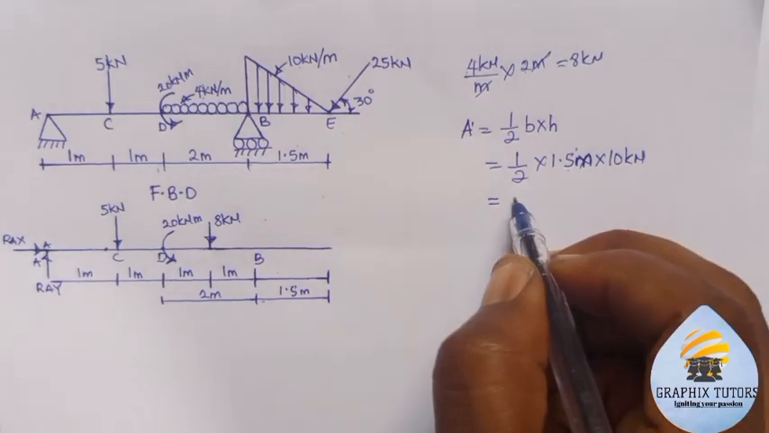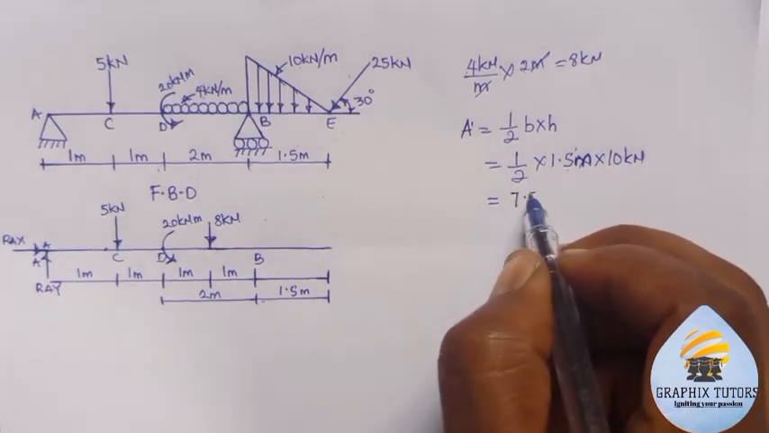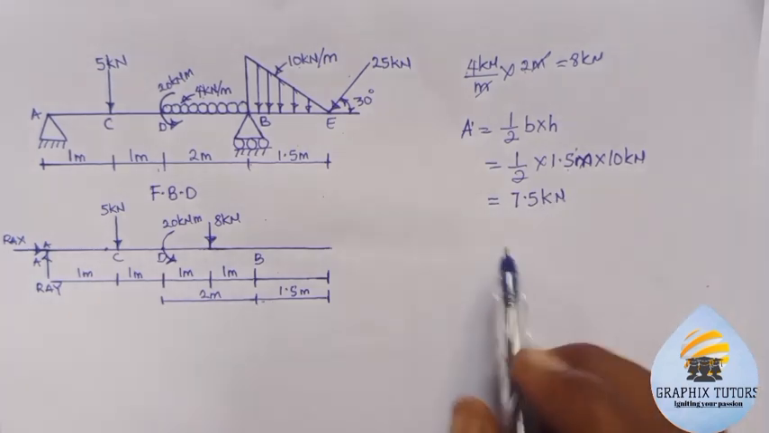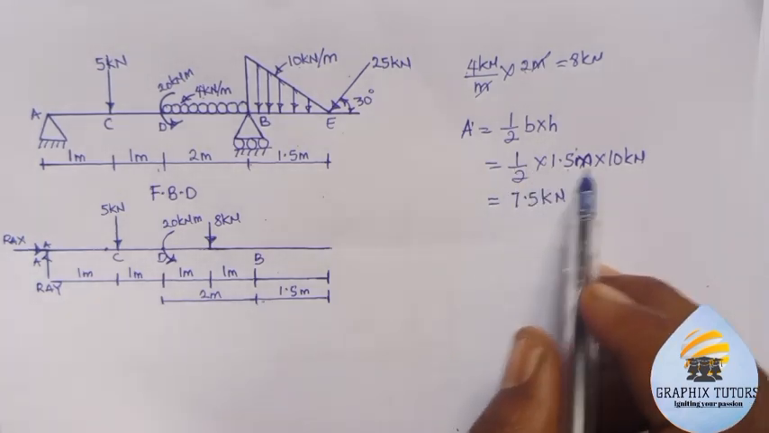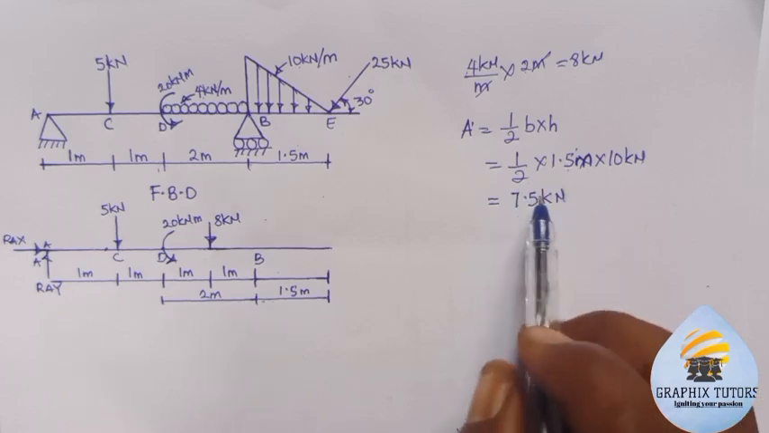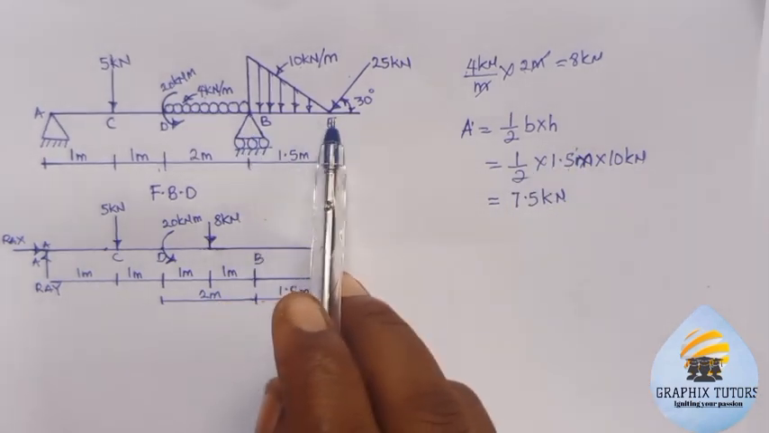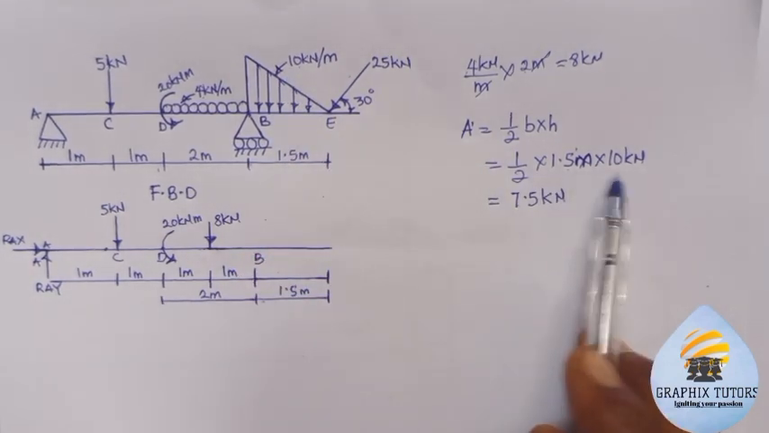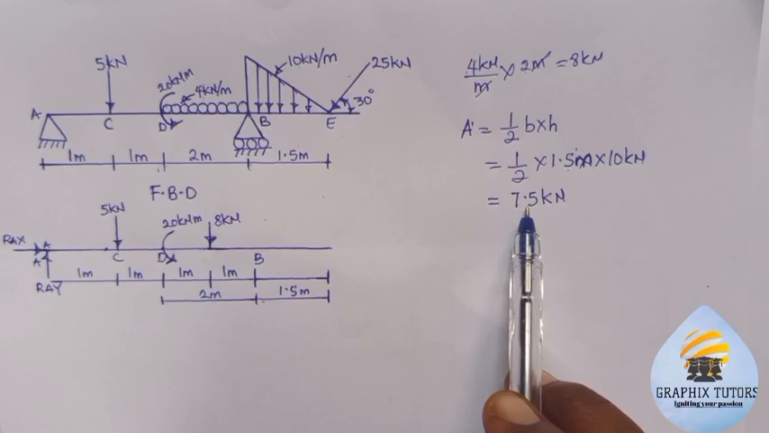So we're having 7.5 kilonewton. Right? So the force acting here is what? 7.5 kilonewton. So if you multiply the entire distance from here to here, 1.5, by the 10, that is 15. Then 15 divided by 2 is what?